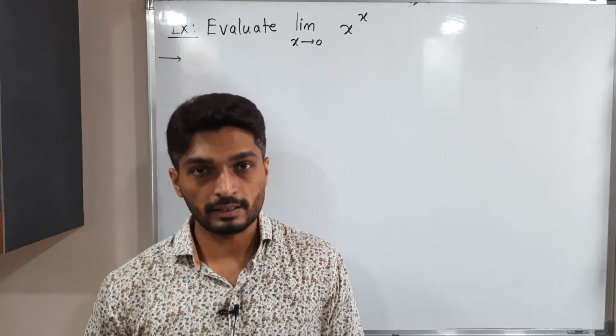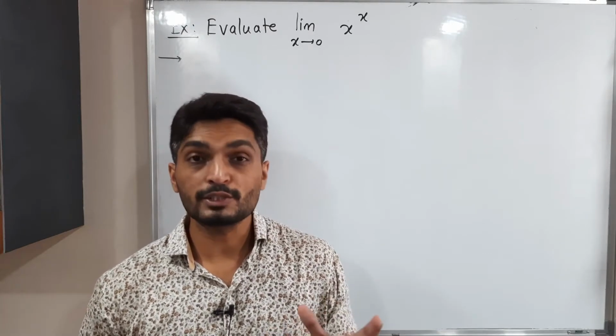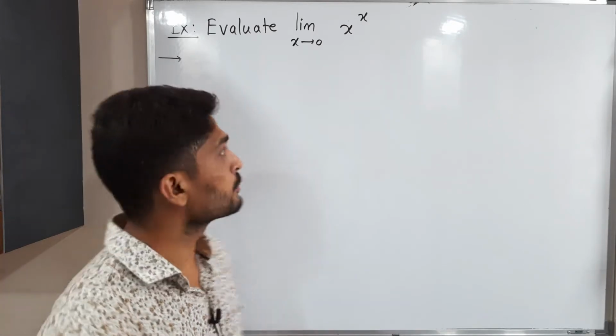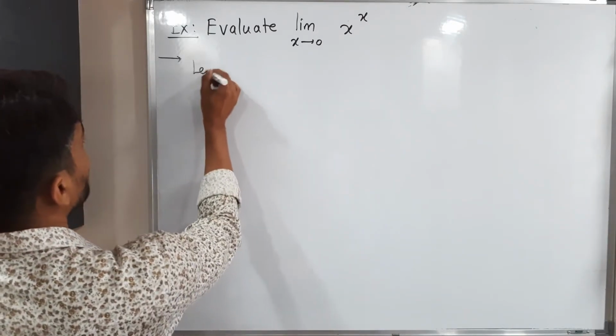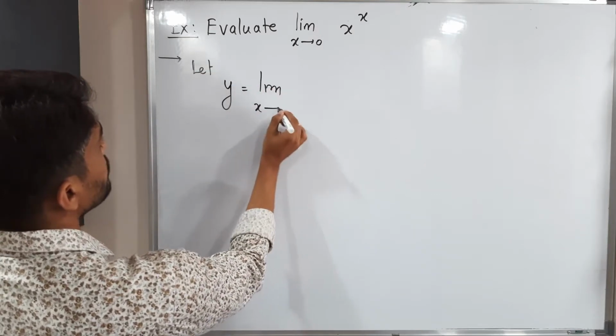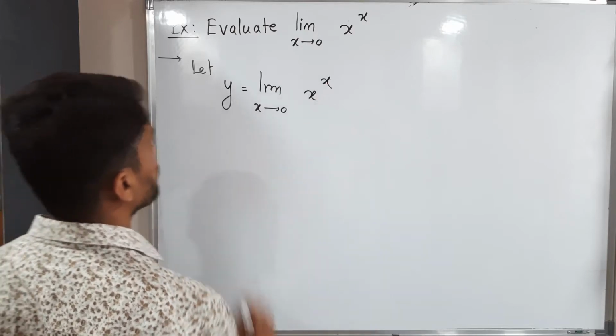Let us discuss this example. Maybe this example looks very simple: limit x tends to 0, x raised to x. Let us try to find it. What will I do? I will call it y. So let y be equal to limit x tends to 0, x raised to x. We have to find its value.